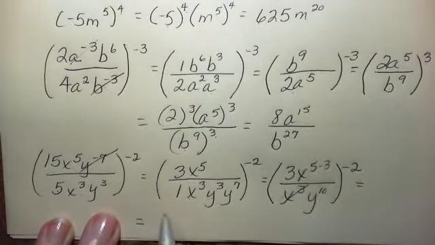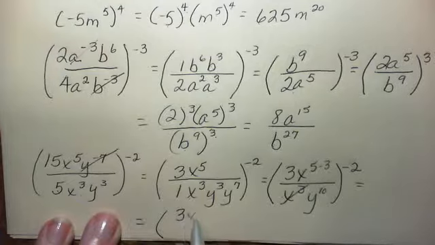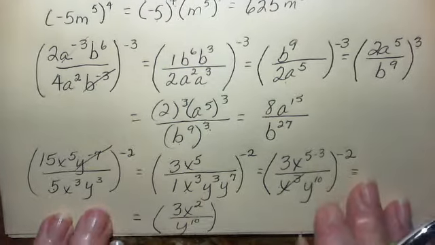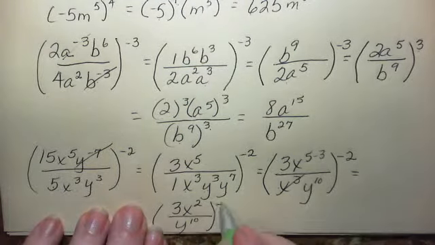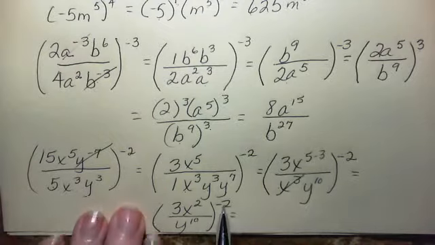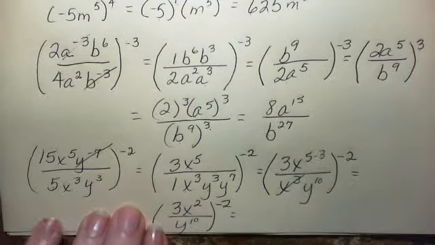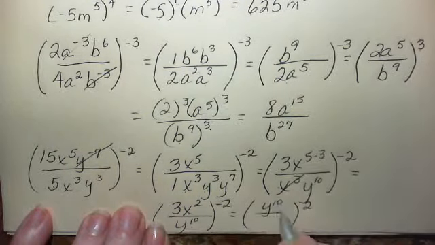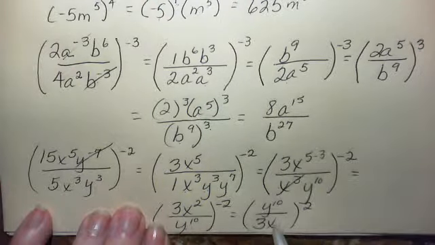Alright, let's go back here and rewrite this now. In parentheses, we have a numerator 3x squared, that was our 5 minus 3, over y to the 10th, and we have the negative 2 power still outside. So now let's go ahead and take care of this negative 2 power. No more work to do inside. Let's make that a positive 2 power by trading floors here. Y to the 10th to the numerator, 3x squared to the denominator.